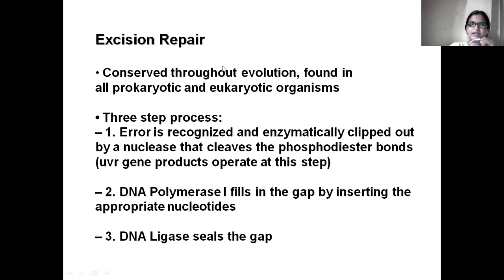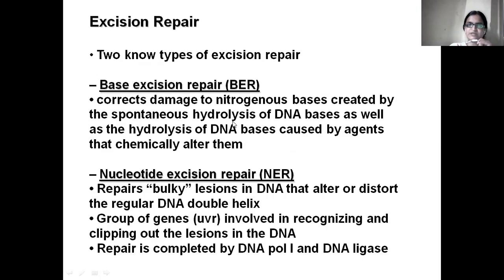Here in excision repair, only three steps are there. In the first step, the error is recognized, and then a nuclease will come and break the phosphodiester bond between two adjacent nucleotides, and a set of some sequence is removed, and then DNA polymerase will fill the gap by adding new nucleotides in that region, and DNA ligase will seal the nick. So this excision repair is of two types: base excision repair and nucleotide excision repair.